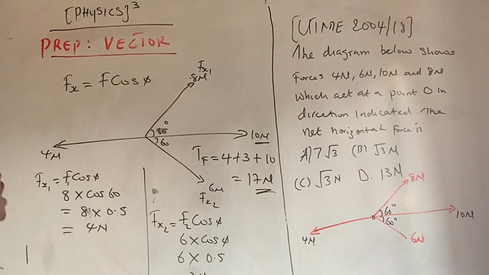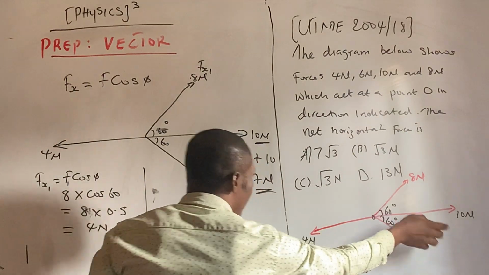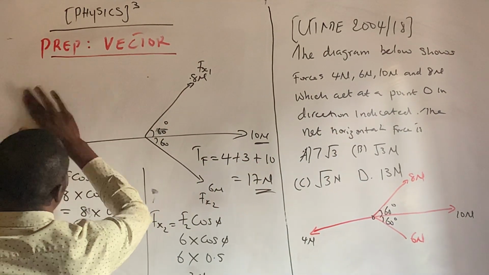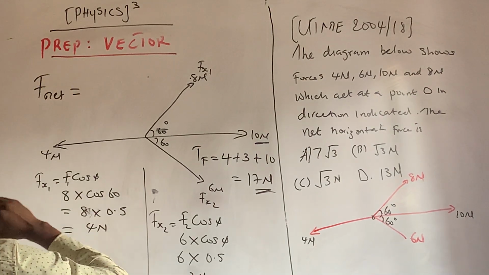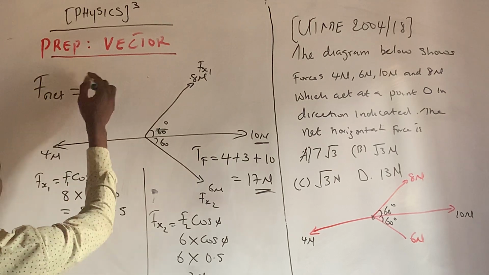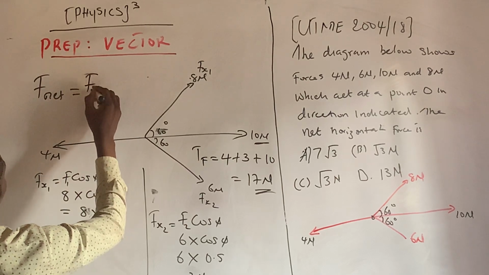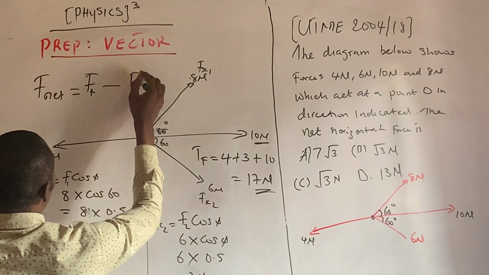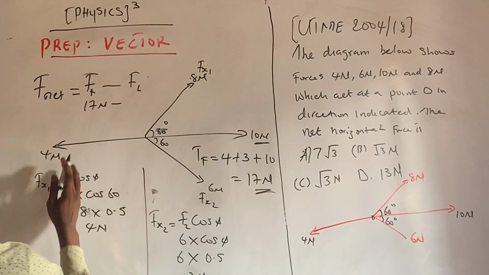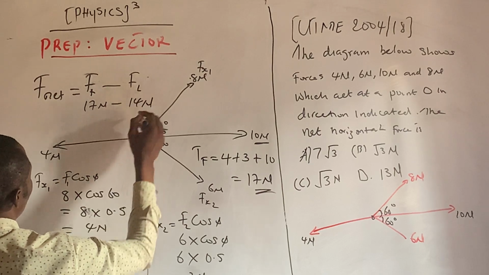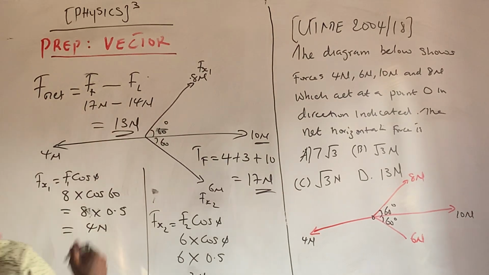Now, having said that, the question asks for the net force. The net force is the difference between the forces here and the forces here. So the net force is simply equal to the force on the right minus the force on the left. Now the total force here is 17 Newton minus the total force here, which is 14 Newton. Now this minus this should give me 13 Newton. So this is my final answer.